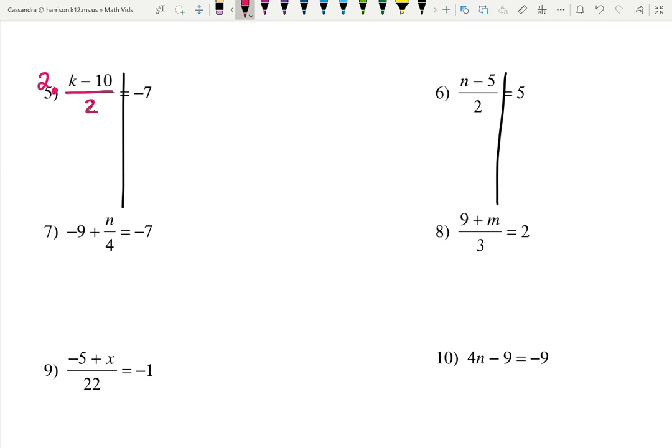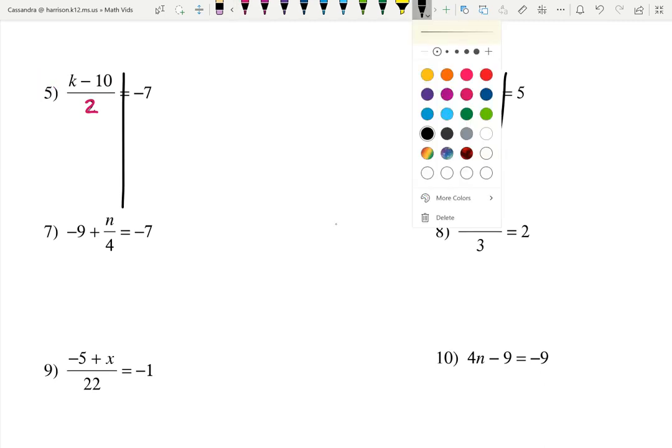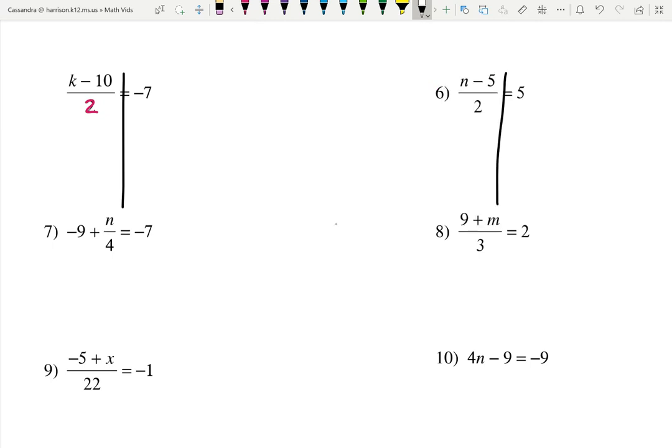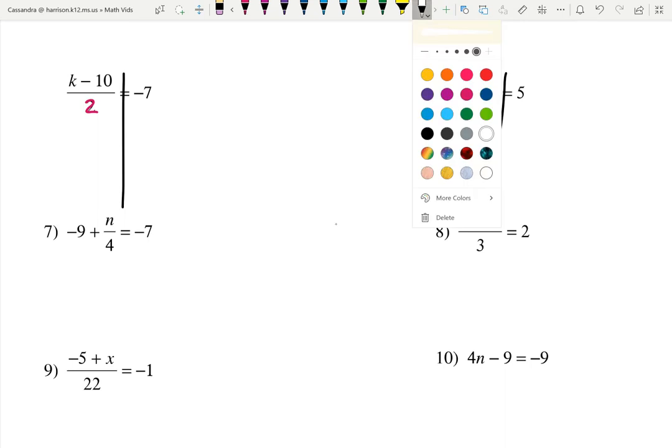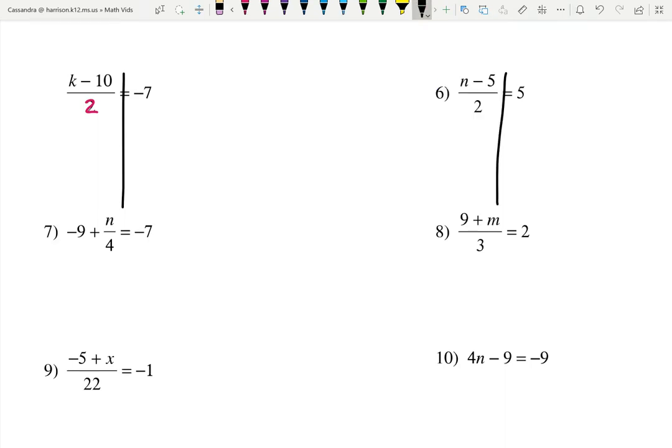Let me cover that with white so you can't see it, and then we'll go back to black. So how do we undo a divide by 2? We multiply by 2. The inverse of dividing by 2 is multiplying by 2.